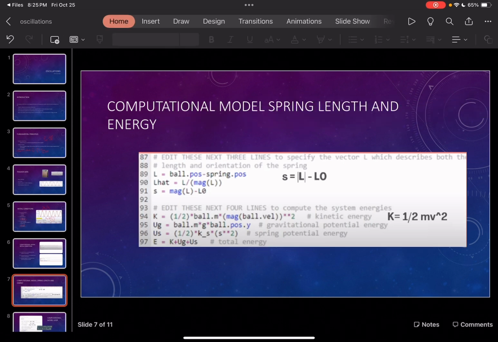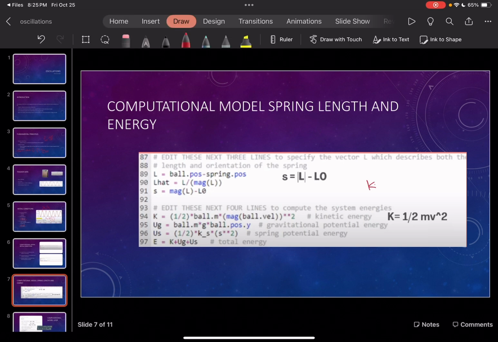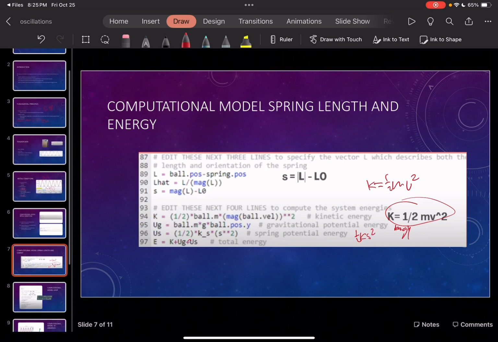So our energy is going to be equal to K is equal to 1/2 the ball's mass times the velocity squared. And we know that is going to be K is equal to 1/2 mv squared, as I wrote down here. And we're also going to calculate our gravitational potential energy, which is mgy, as we know. And our spring potential energy, which is equal to Hooke's law, so 1/2 ks squared. And adding all of those together will give us our total energy.